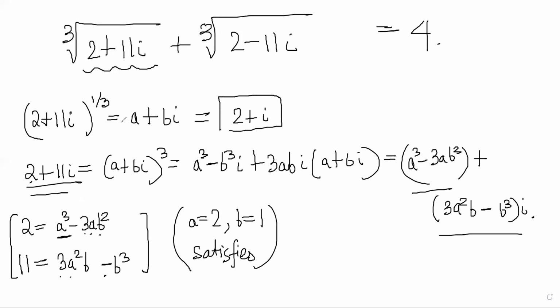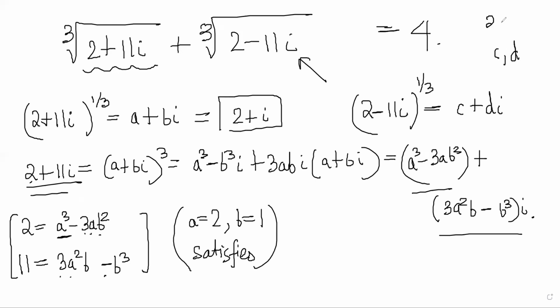Let's find out in a similar way, if you take (2 minus 11i) to the power 1 by 3, this cube root, you will get it is equal to c plus di, and c and d will come out to be 2 and minus 1. So basically it will be 2 minus i. You can confirm that very easily. You can just cube 2 minus i.